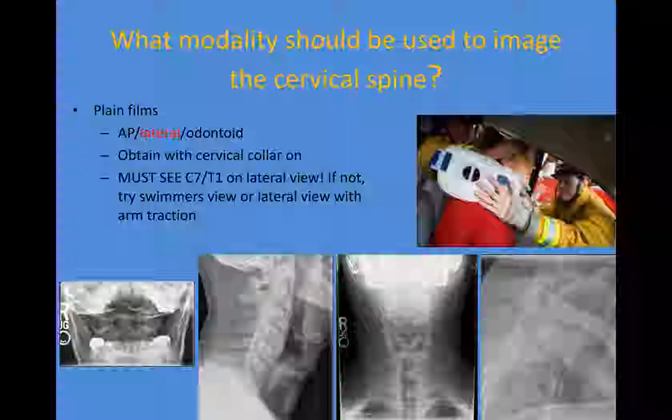If you don't see it, your choices are to repeat the lateral view, either in a swimmer's view position with the arm up, like over here on the right-hand side, or giving them some arm traction to try to pull the shoulders down. See, this soft tissue here that's overlying the cervical-thoracic junction is just soft tissue from the shoulders. Sometimes if you pull their arms down, it pulls the shoulders down as well and moves it out of the way. And then on your left, you have your odontoid view, and third over, you have this AP view. These left three views are your usual routine cervical spine.